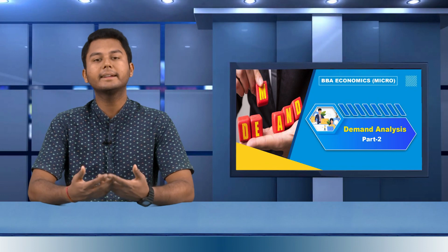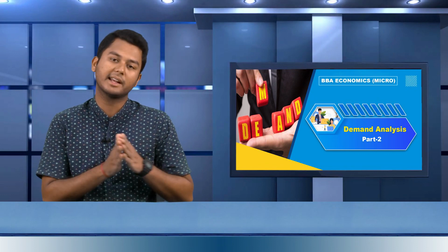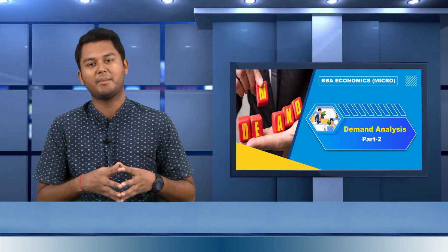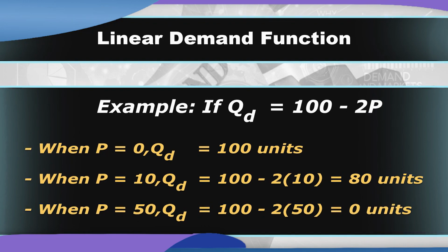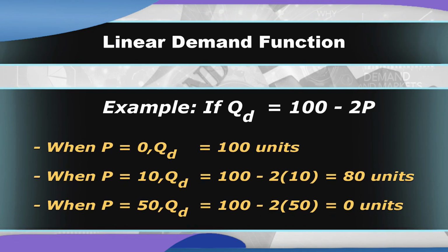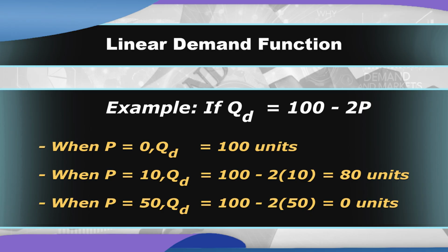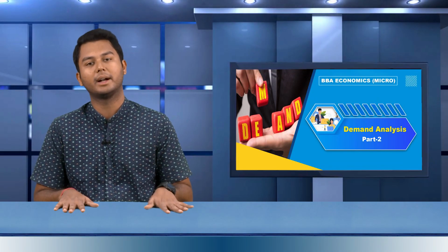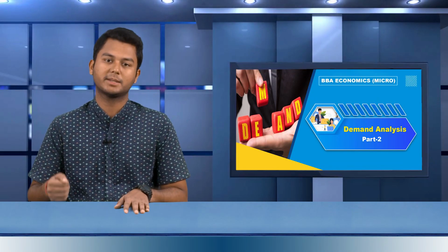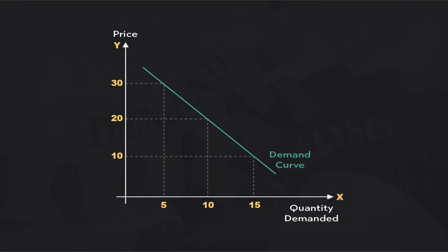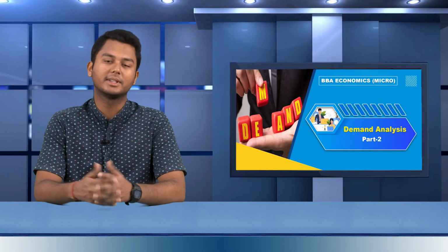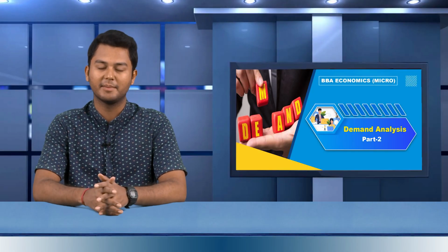So, your linear demand function, as we saw in general form, is QD is equal to A minus BP, and in an example form, when you have the values of A and B which are constants, taking them as 100 and 2 respectively, you have QD is equal to 100 minus 2P. So, as P changes, you will have the value for QD also changing, and when you plot it on a graph, you will get a straight downward sloping line as the demand curve which we saw in the last session. So, this way you can practice drawing a linear demand curve as well.